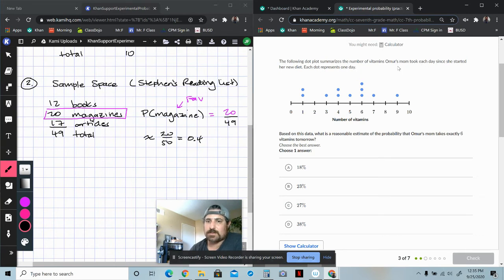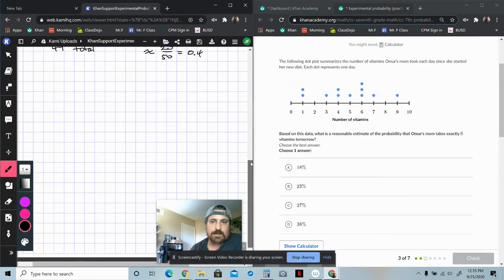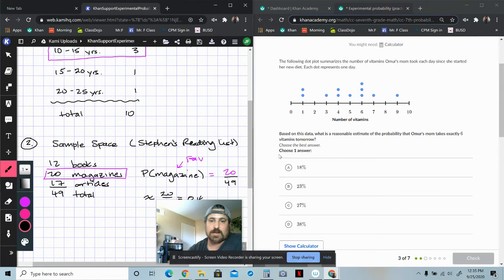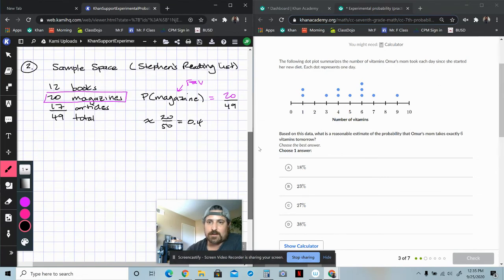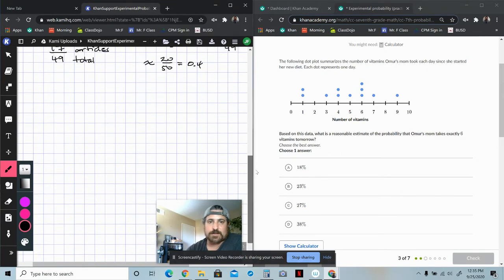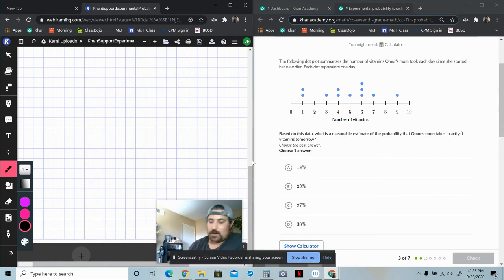Next question. It says the following dot plot summarizes the number of vitamins Omar's mom took each day since she started her new diet. Each dot represents one day. Okay, so now we've got a new sample space. It's a bunch of dots that are representing the vitamins that she's been taking, right? So we go over here, we make a new problem here, number 3.